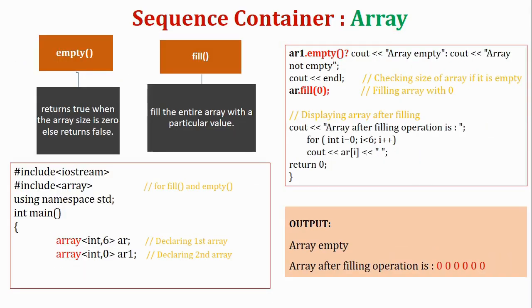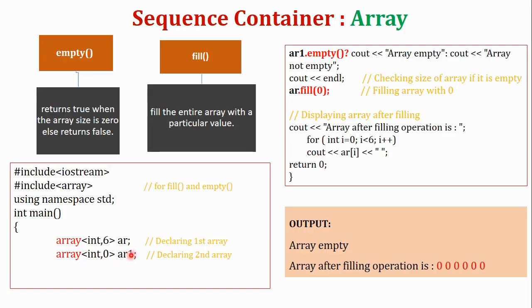And next one is the empty and fill functions. Empty will return true when the array size is 0, else it returns false. And next one is fill. It will fill the entire array with a particular value. We will see one example. See here, the array of integer, the size is 6, the object is created. And next one is array of integer, the size is 0, and here one more object is created.